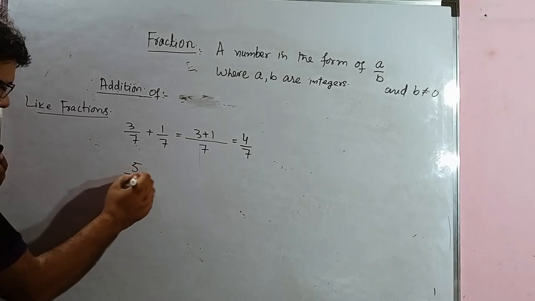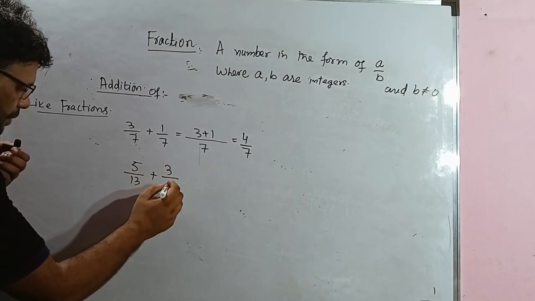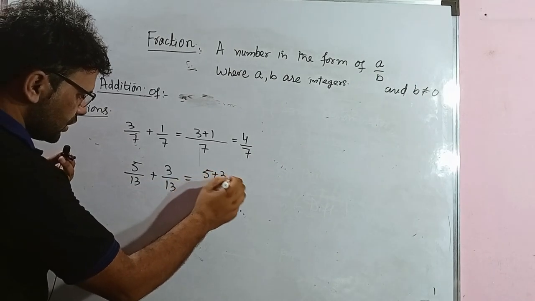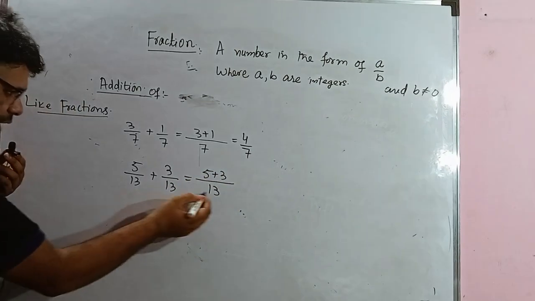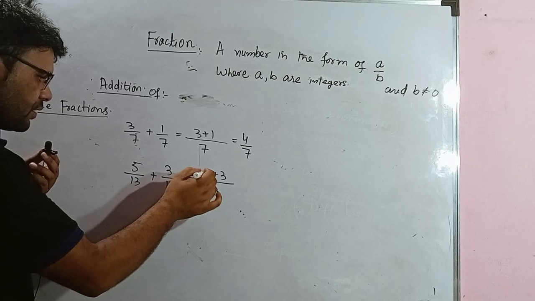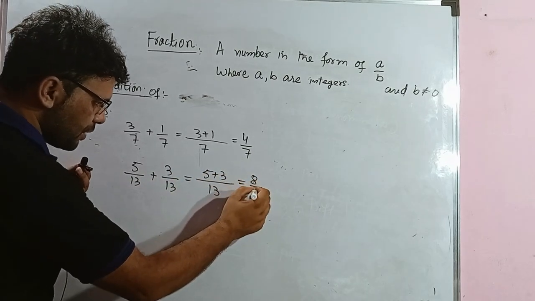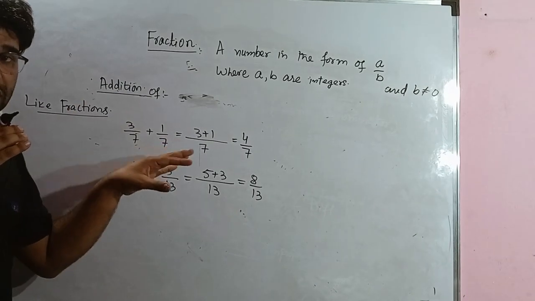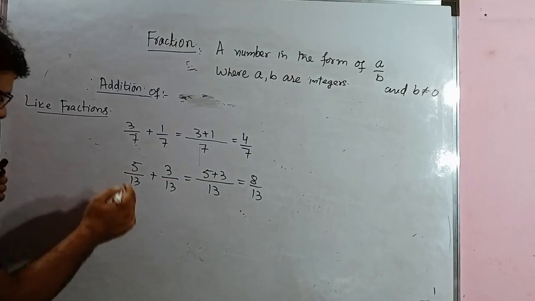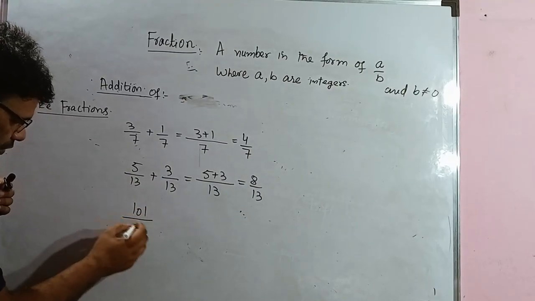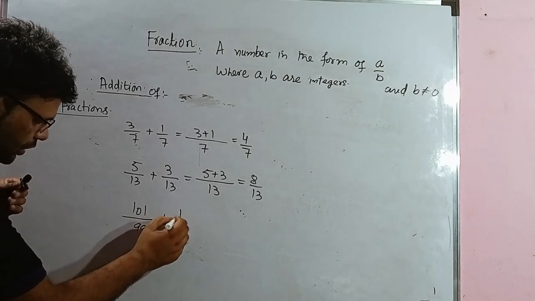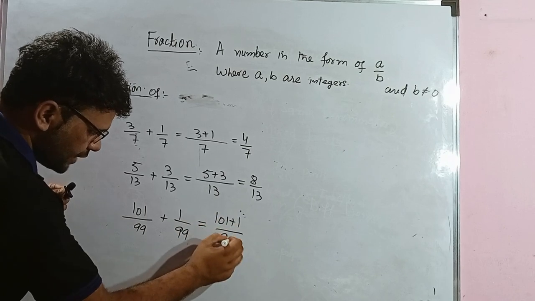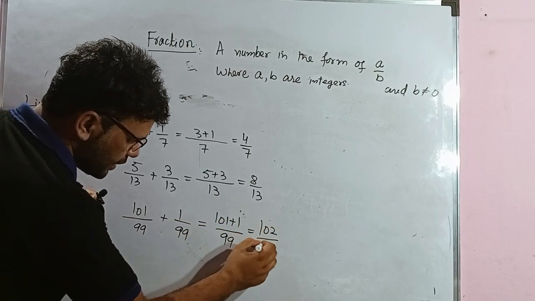If I have 5 divided by 13 plus 3 divided by 13, what is it? It's 5 plus 3 divided by 13. Here I will write 13 first, then I will add 5 plus 3. It's 8 divided by 13. So you can see how we do the addition of like fractions. Here is one more example: 101 divided by 99 plus 1 divided by 99. You can see it is 101 plus 1 whole divided by 99. It's 102 divided by 99.